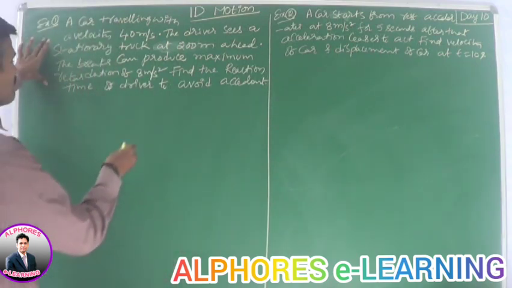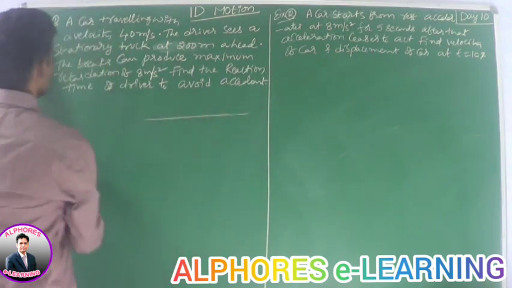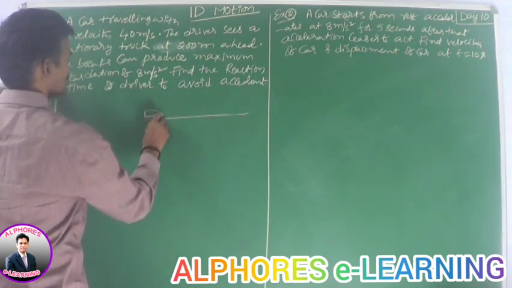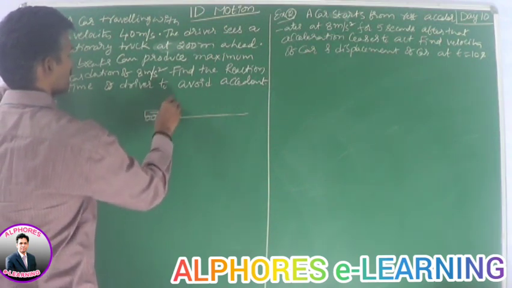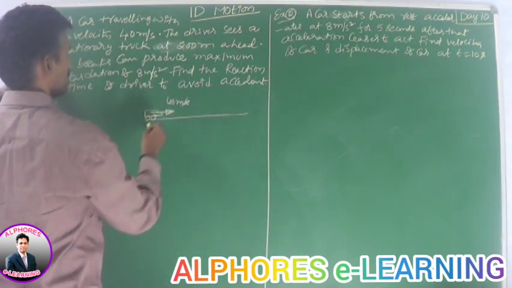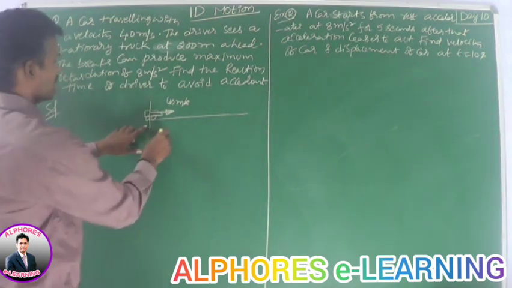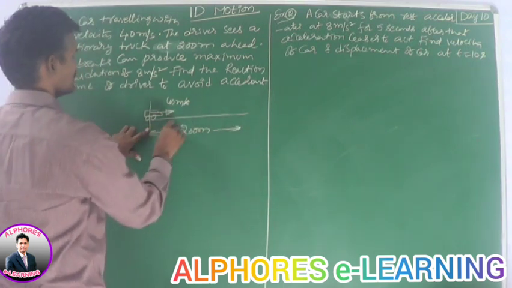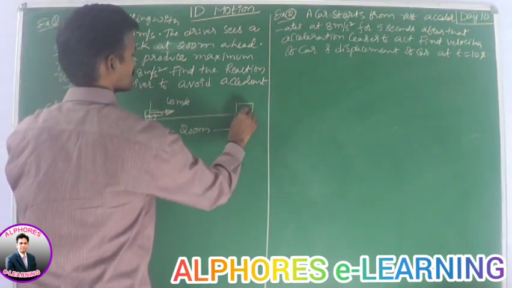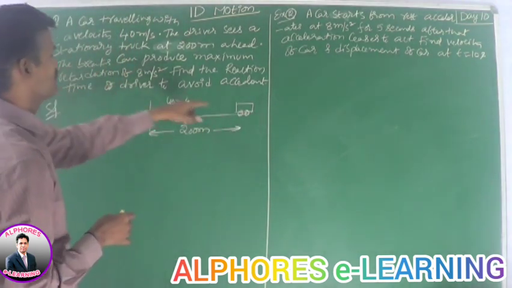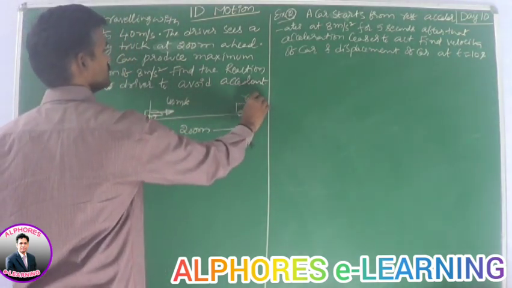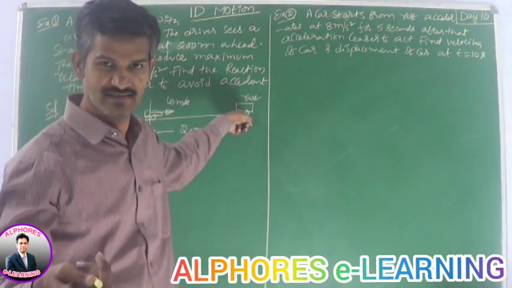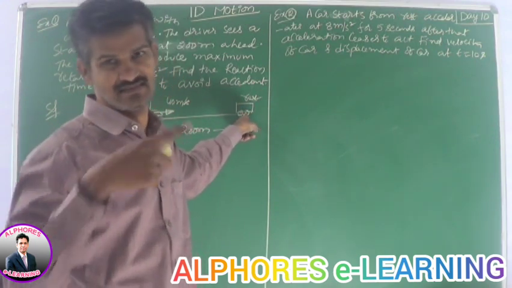So students, first draw a rough diagram to solve the problem. This is the situation. Suppose here is the car. This car moves with a speed of 40 meters per second, and 200 meters ahead there is a truck. Suppose this is the truck, a stationary truck. It is at rest. So to avoid the collision, this car must stop before 200 meters ahead. Otherwise a collision may take place.